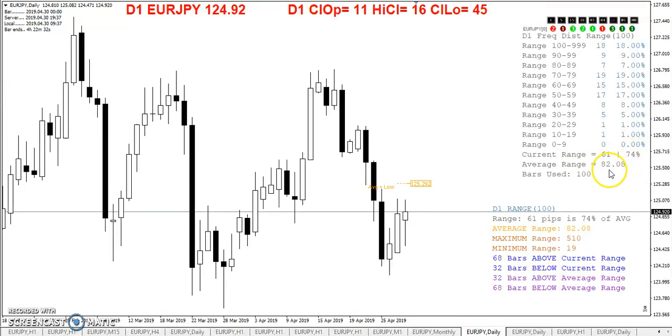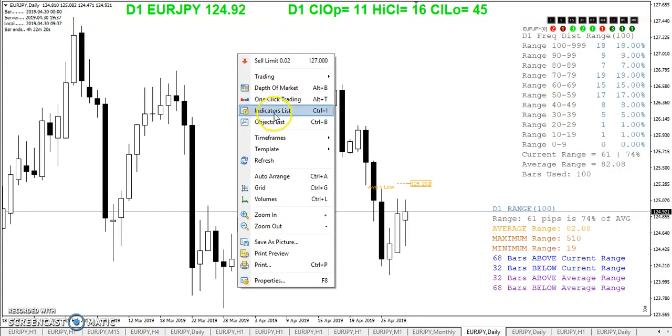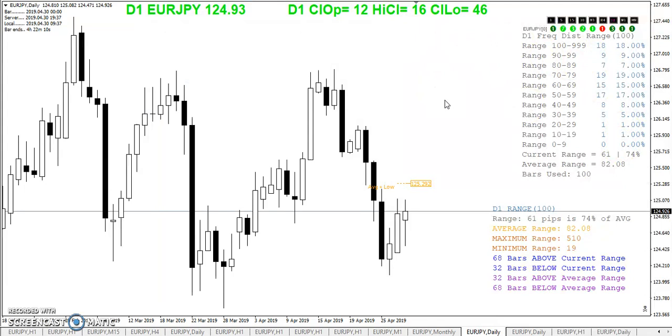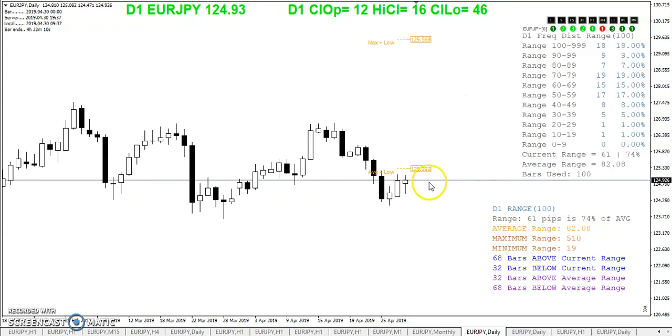And the current range of 61 versus the average. It's 74% of that average. You see here. And those are just a couple of different range indicators that I wrote. Let's see, we got the 2013 range gauge and then the frequency distribution of the range. And we have the average plus the low. So if you add the average to the low, that's where it is.